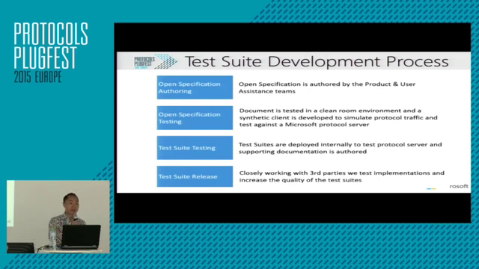Like when the SharePoint team is developing the product, we will follow the protocol and simulate traffic using the information from the document. We then deploy the test suite to test the servers internally. Once we finish that and go through testing, we make it available, and we work with third-party customers to improve the quality and collect feedback.